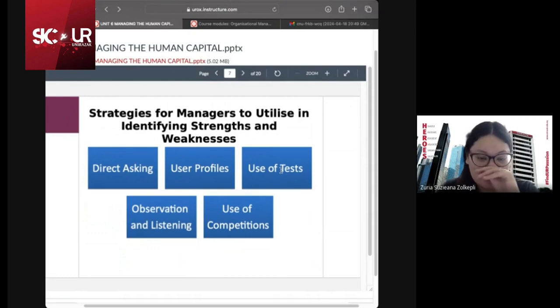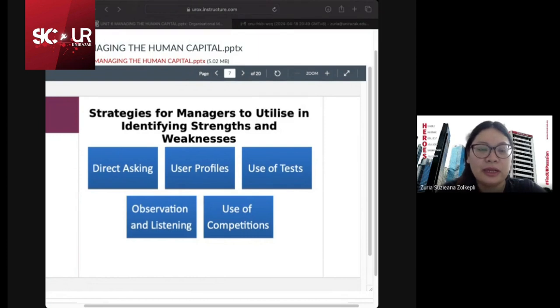Okay, and then next is user profile. User profile is your employees' profile. When they first join, and then maybe from the evaluation, you should know what their profile is, what their strengths are, and what their capabilities are based on what you have evaluated before this. This is very important for managers to be aware, to be attentive, right?